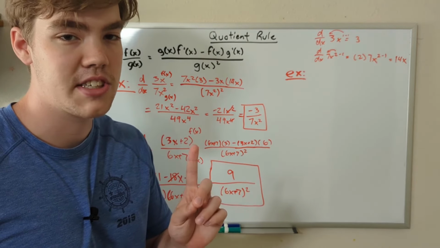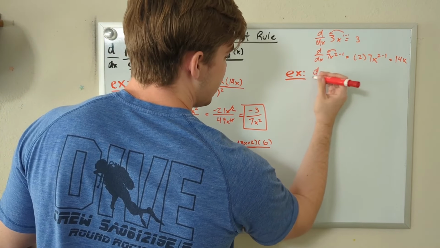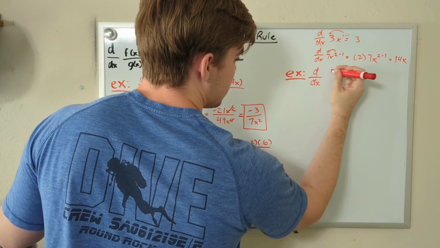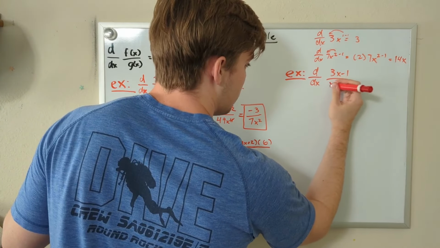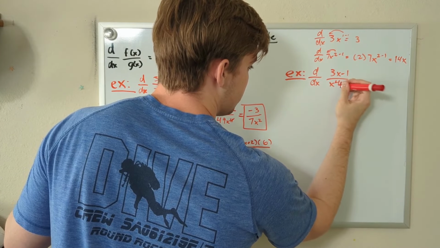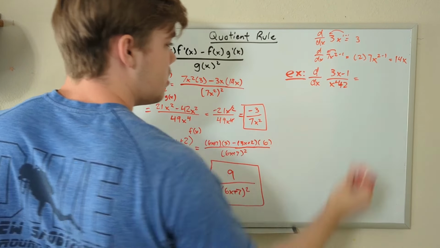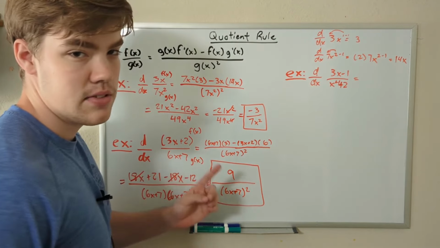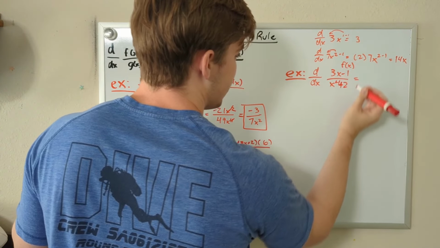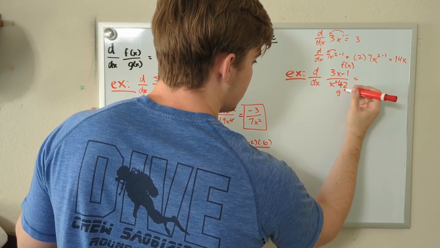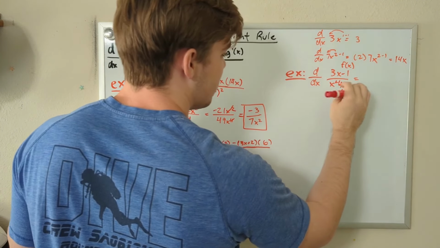We're going to do one more example. Our last example will be finding the derivative of 3x minus 1 on top divided by x to the 4th plus 2. What is this derivative? Well, once again, let's establish what f of x and g of x are. F of x is always our numerator, so that would be 3x minus 1, and g of x is always our denominator, which is x to the 4th plus 2.